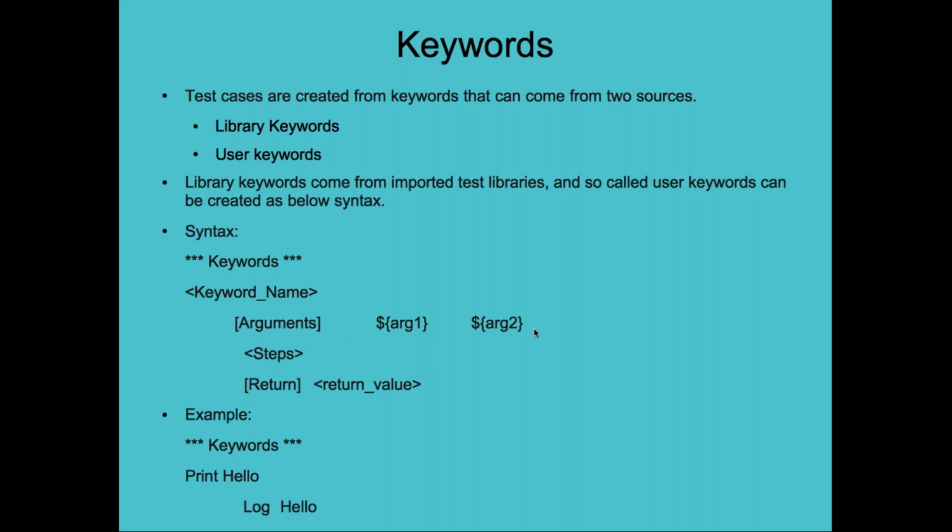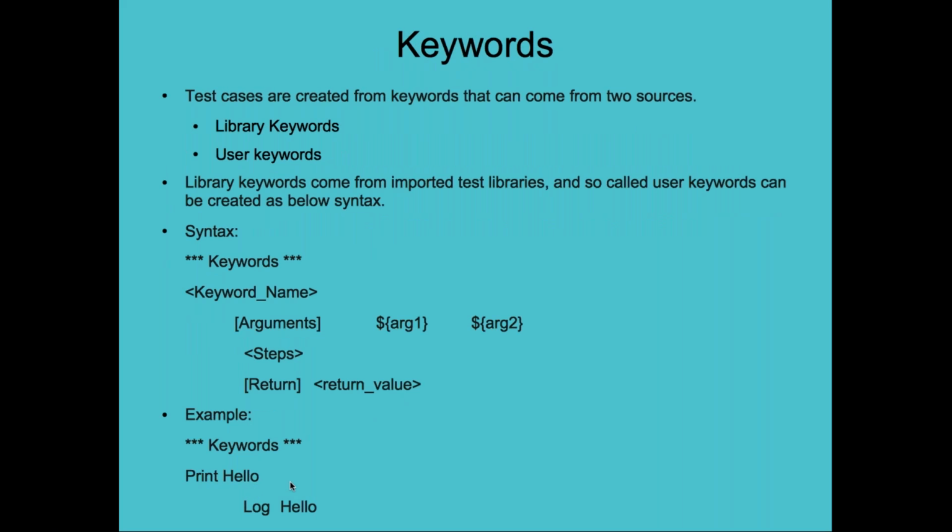Between these two arguments we have to give two or more spaces. If you do not give spaces, or if you give only a single space, it will treat the entire thing as one argument. So here we can mention the steps. If you want to return any value, like in a function definition, you can use it like this: return, space, the return value. So this is the syntax.